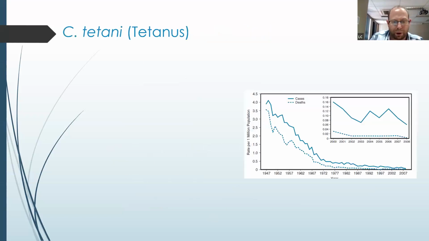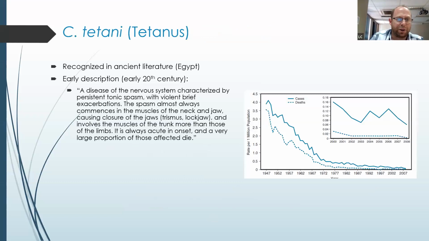Moving on to botulism's cousin, tetanus. So again, recognized in ancient Egyptian literature, and there's an early description which really just captures what it is: a disease of the nervous system characterized by tonic spasm, violent, brief exacerbations, almost always commences with muscles of the jaw and neck, causing closure of the jaws, and involves the muscles of the trunk much more than those of the limbs, acute in onset, and a very large proportion of those affected die. Unfortunately, that remains true.